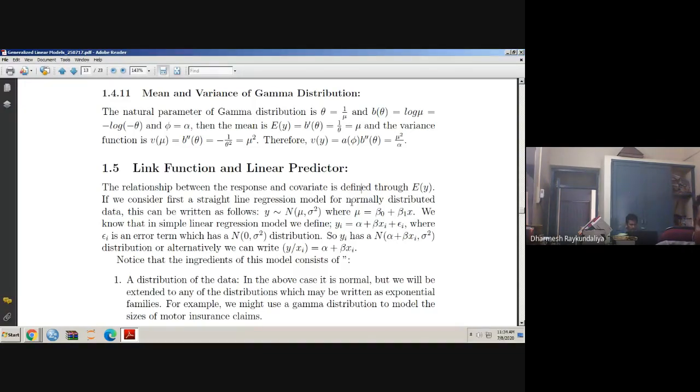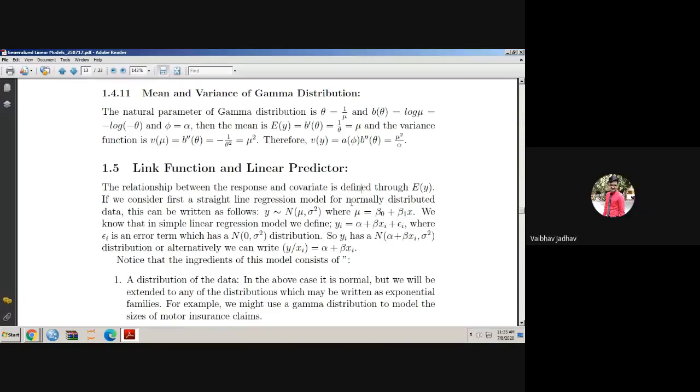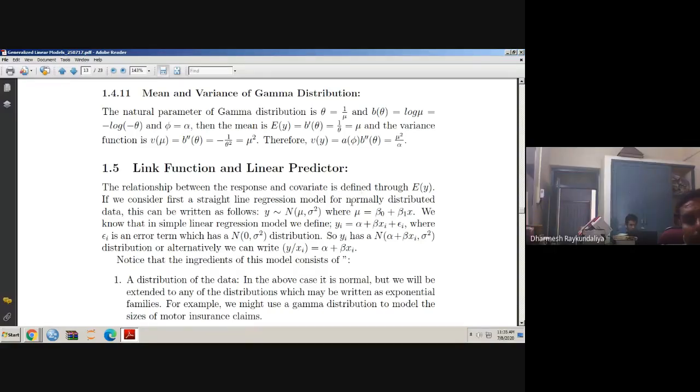binomial, we have a variance function. I'm not talking about variance, I'm talking about the variance function. So the variance function is mu into 1 minus mu. Which distribution has this variance function? We have seen it: binomial distribution. Yes, exactly. So whenever you have the form of the variance function, or the relation between the variance and mean, you can easily identify which distribution it is.